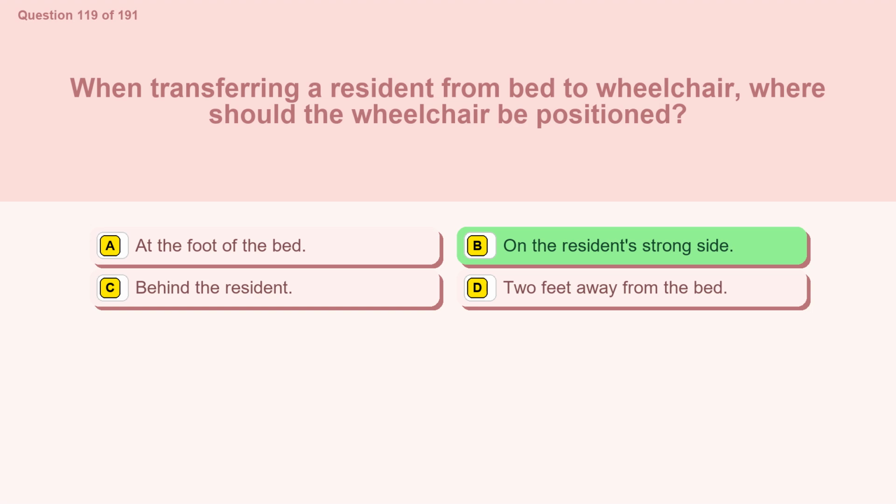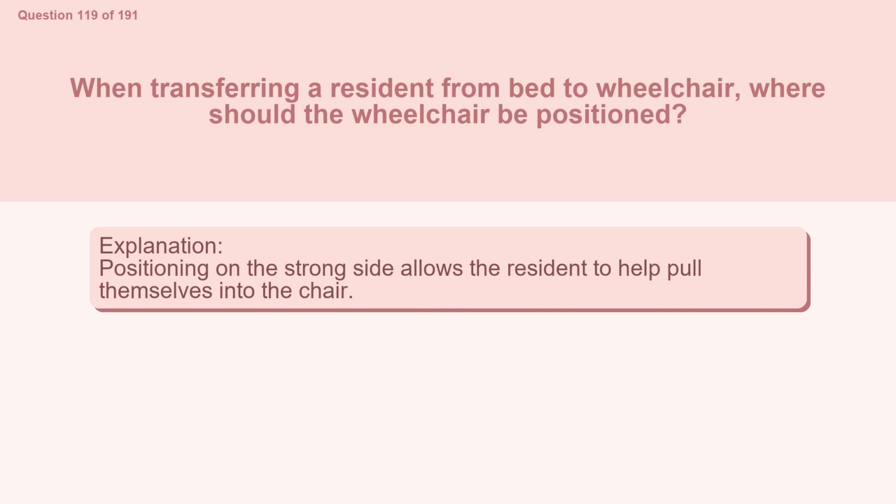The correct answer is option B. On the resident's strong side. Positioning on the strong side allows the resident to help pull themselves into the chair.